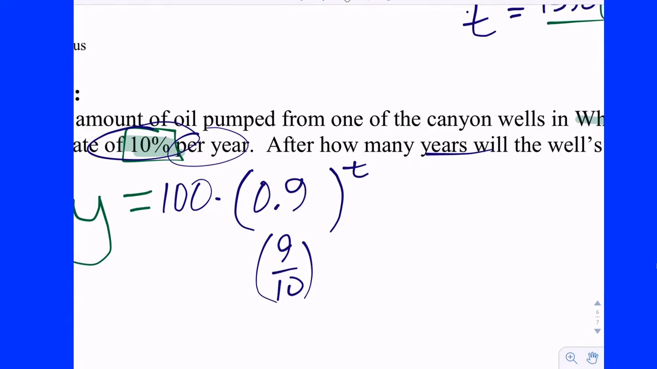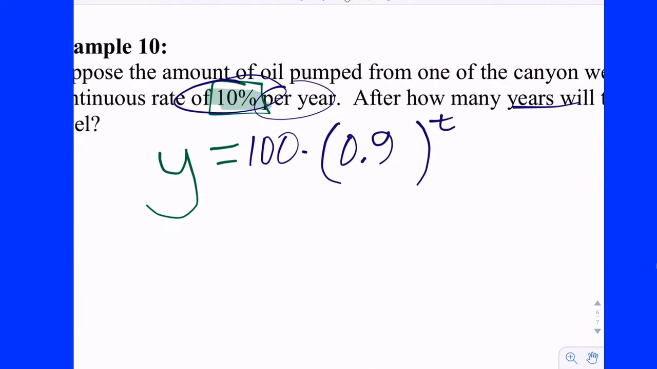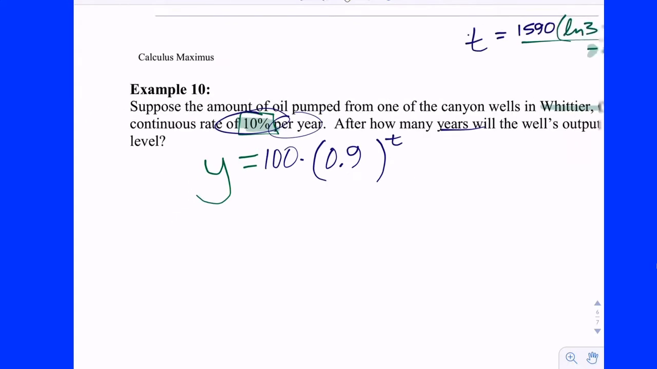What do y'all prefer, 0.9 or 9/10? 0.9? Okay, we'll leave it like that then. They're both good. In this case, it's a little bit easier to generate the equation if we don't need the k value. This one's easier to use.